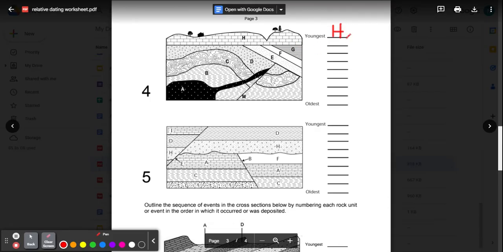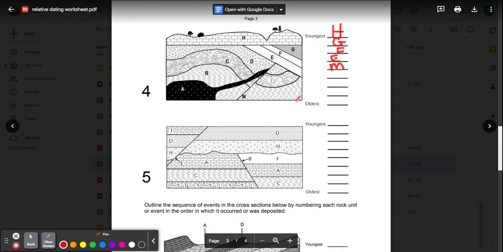And then G, oh my gosh, I'm terrible at writing with a mouse on the computer. And then F, oh my gosh, that's terrible. E, and then we have to figure it out. So we've got our youngest layers, H, G, F, E. But what about this line right here? I'm guessing that line would show up before all these other layers got put down, right? So I'm thinking this M has to be right here.